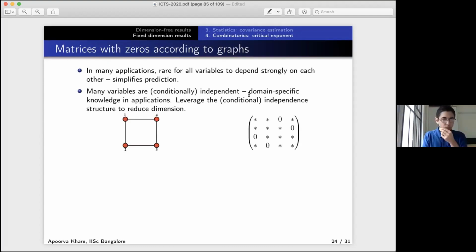And so this is how one does it. One leverages this kind of independence to reduce the dimension. So here is a graph, the 4-cycle. There are 4 vertices. Corresponding to that, I have a 4x4 matrix.